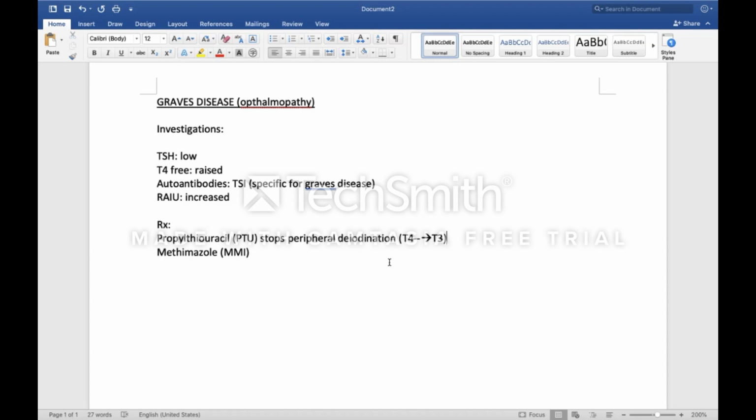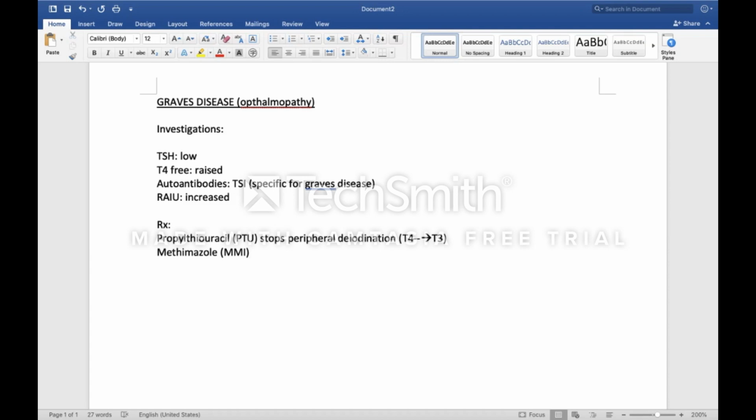So whenever anyone has Graves' disease, basically we put them on these two drugs or one of these drugs, until the thyroid hormone levels come back to normal. And TSH is the best test, guys, to check whether the treatment is working or not. We have to continue this treatment for around 6 to 8 months until the thyroid hormone levels come back to normal.